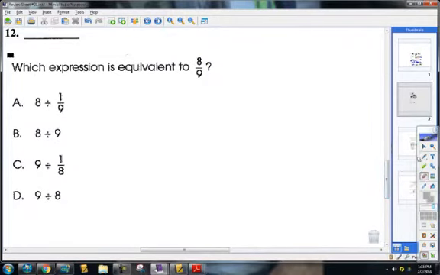Down here, I'm not going to talk too much about this one. You should know something about all fractions. I'm just going to leave it at that. Next page.